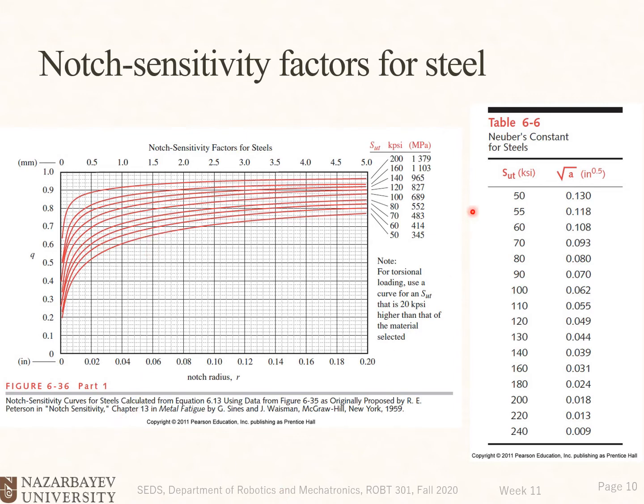Okay, so here you see that Neuber's constant is also tabulated for steel in terms of ultimate tensile strength. Once, for example, the ultimate tensile strength of steel is 70 KSI, then Neuber's constant is equal to 0.093.